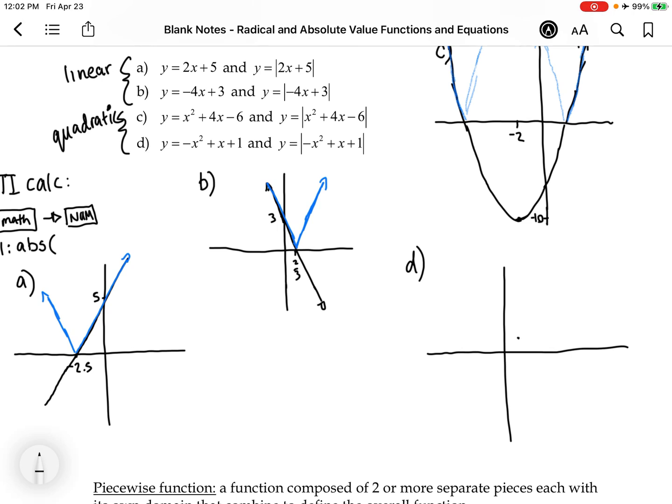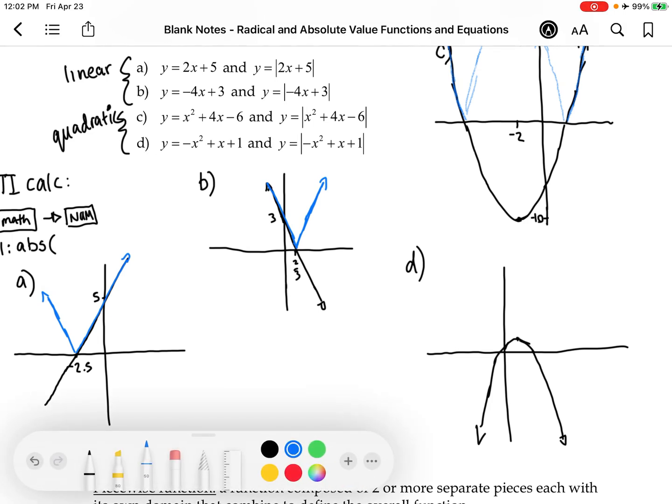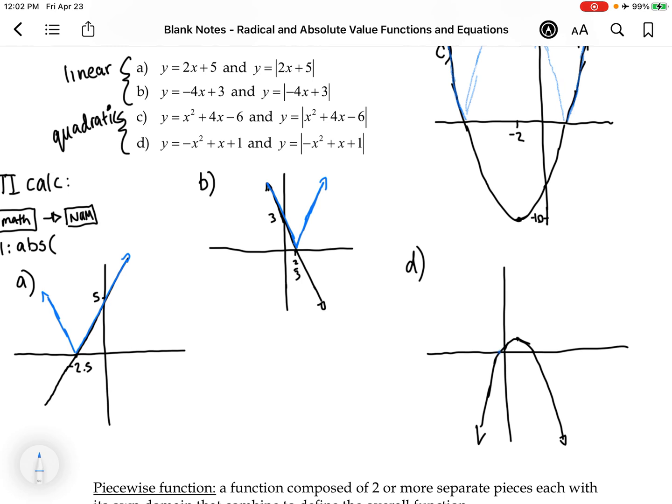Okay, but it looked, vertex is about here. And there's the original. Okay, and then the absolute value function overlapped here. That was the overlapping part. But then it reflected here. Okay. So that was the absolute value function.